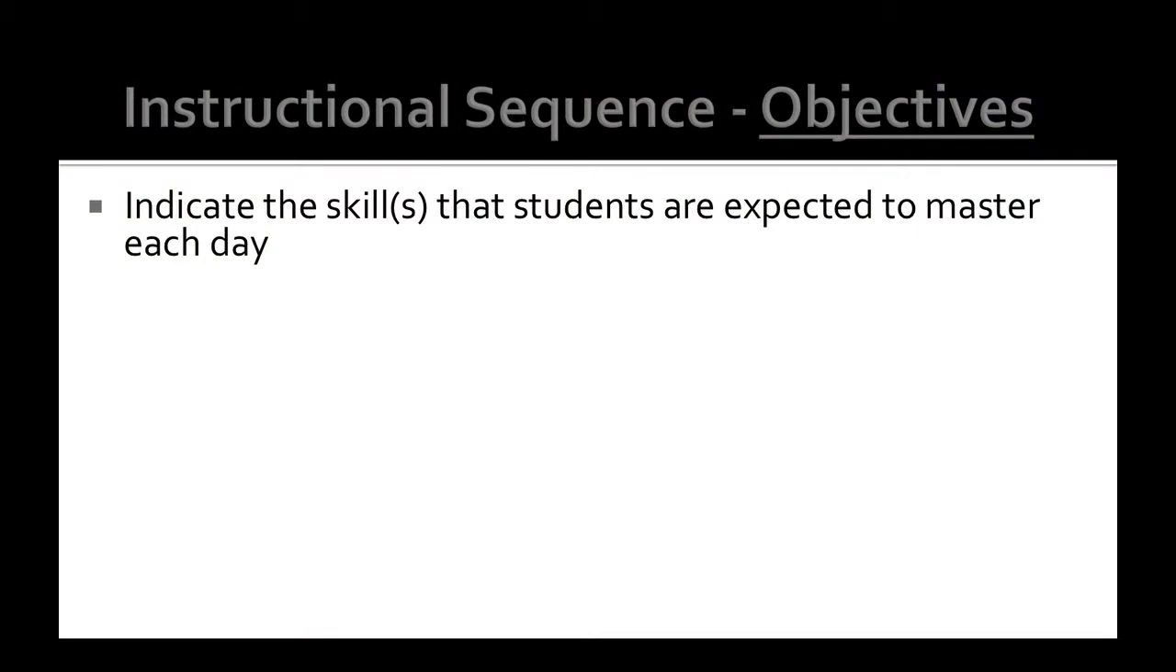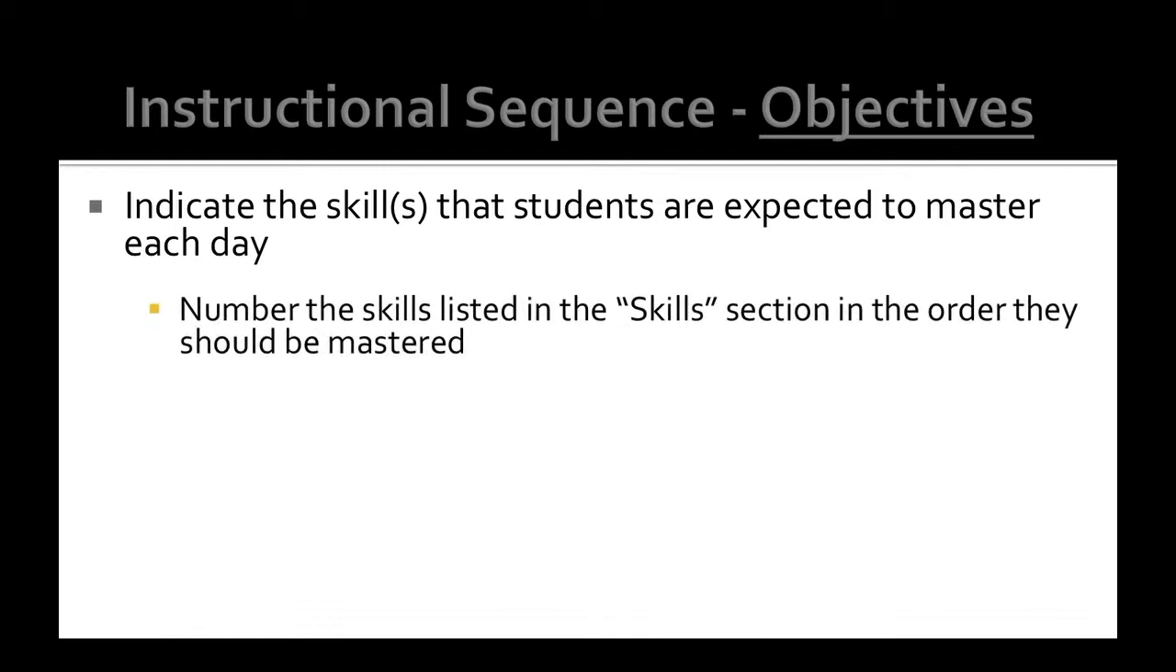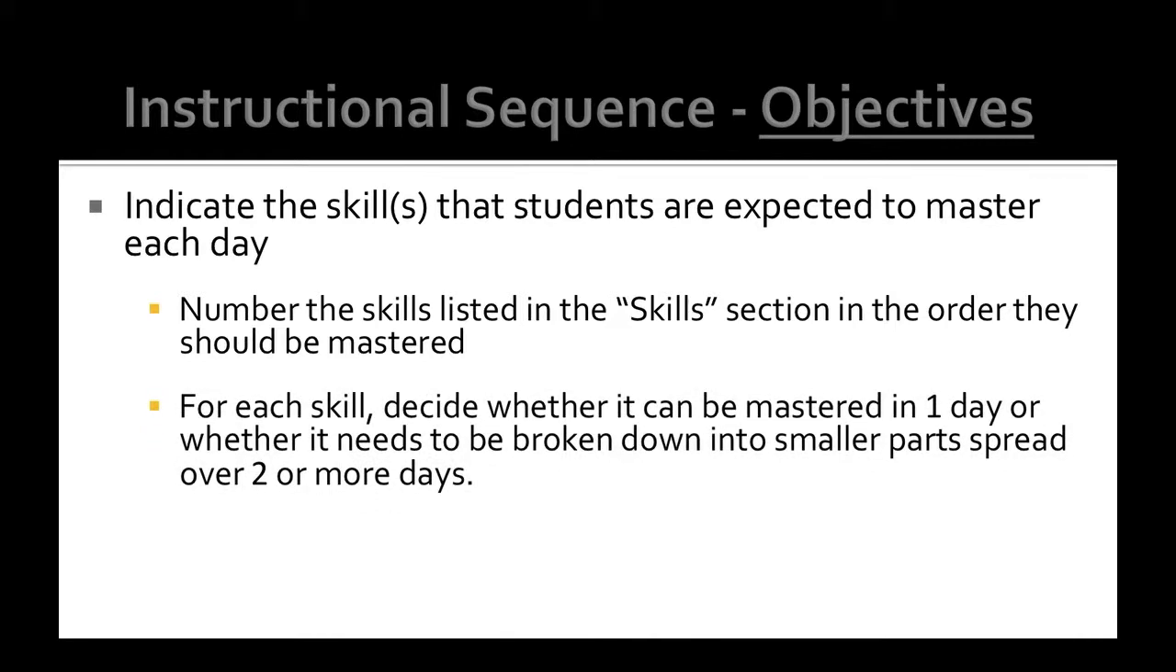Here's how you figure out your objectives for every day. You look at your skills in your skills section. Most of them have been unpacked, so you have multiple skills. The first thing you do is number those in the order that it makes sense to master them. Maybe the order I wrote them in is fine, but maybe I have to change the order. Just number them in the order. But then you have a distinction to make. If I think that skill can be mastered in one day, I just cut and paste it as my objective.